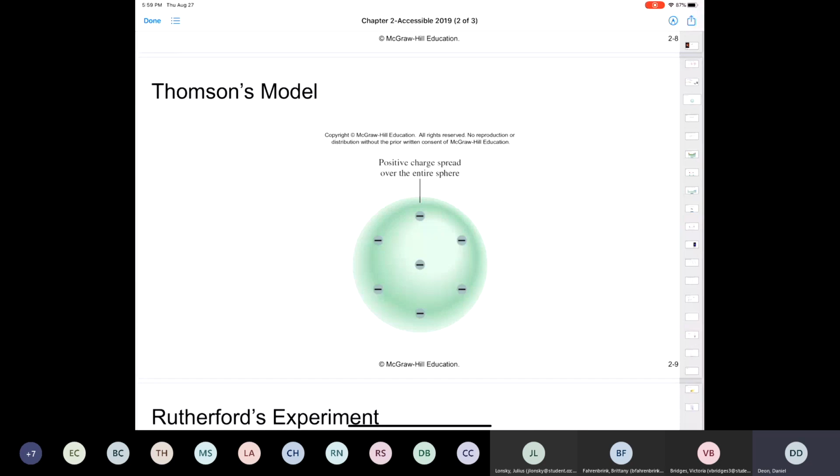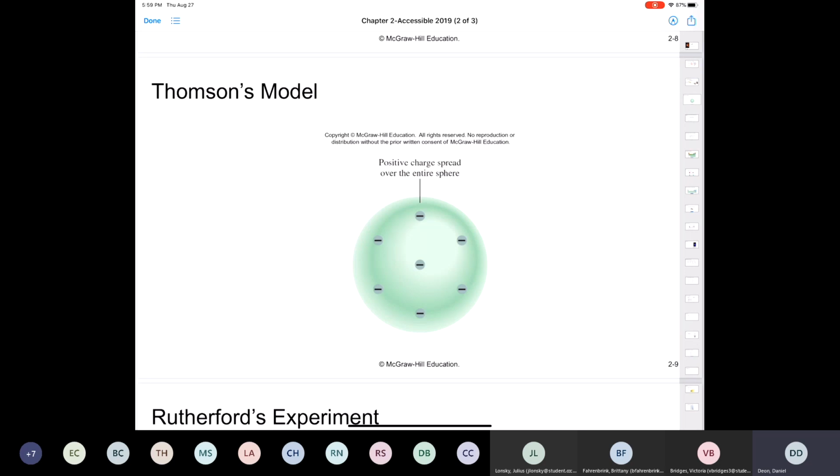atom. It was called an electron. So they knew what an electron was. They knew how much an electron weighed. They knew the charge of an electron, but they didn't know what balanced out that charge, right? They knew that atoms were neutral. Atoms are neutral, but there's got to be something to balance out that charge.